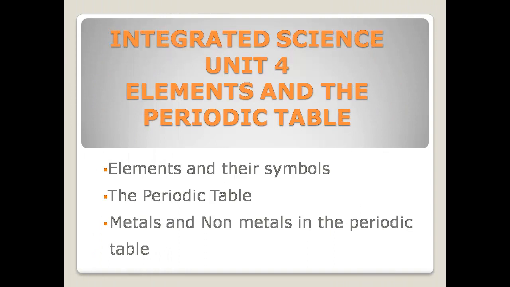Welcome to this chemistry class on elements and the periodic table. In this class we are going to see the definition of elements and also look at their symbols. We are going to look very closely at the periodic table. We are going to learn what the periodic table is made up of and a bit of the history of the periodic table. And finally we are going to see the arrangement of elements within the periodic table in terms of groups and periods. We are going to try to locate where the metals and the non-metals are found in the periodic table.